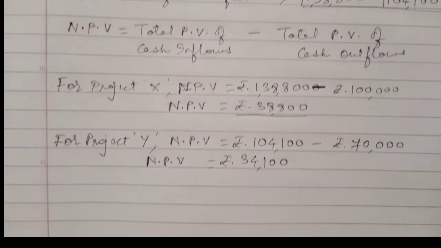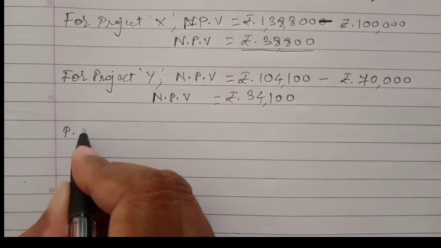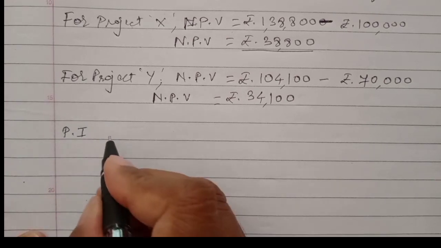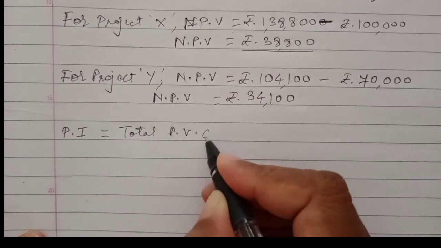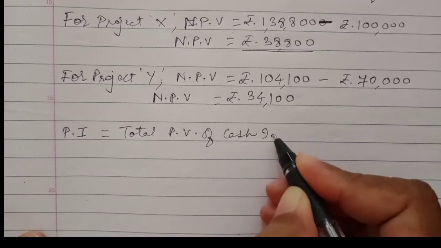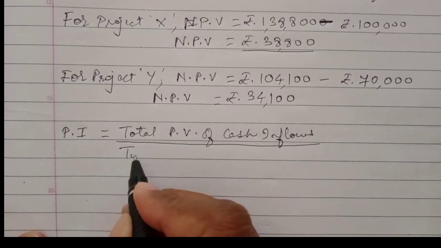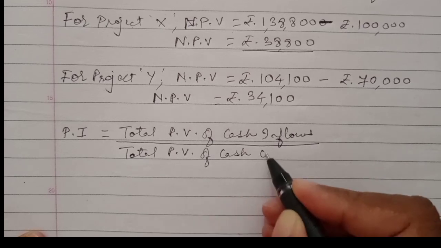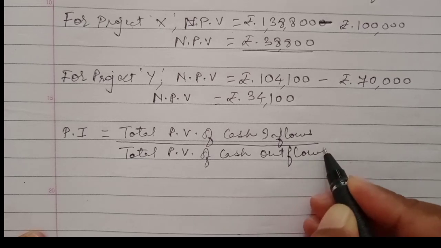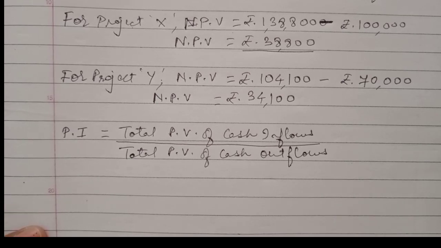Second, they have asked us to calculate the profitability index. So we all know the formula for that, profitability index, PI. Formula is total present value of cash inflows divided by total present value of cash outflows. This is the formula for calculation of profitability index. Now we calculate for both the projects the profitability index.